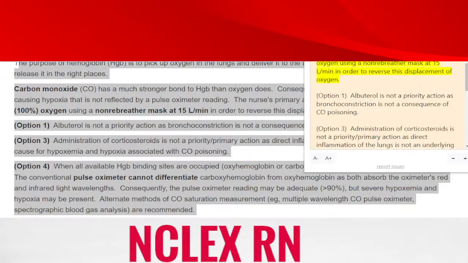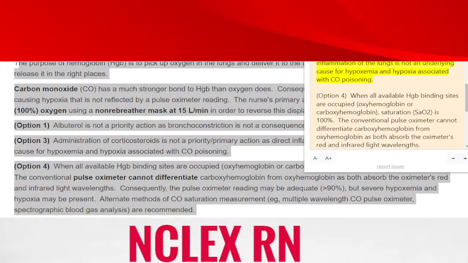The nurse's primary action is to administer highly concentrated 100% oxygen using a non-rebreather mask at 15 L per minute in order to reverse this displacement of oxygen. Option 1. Albuterol is not a priority action as bronchoconstriction is not a consequence of CO poisoning. Option 3. Administration of corticosteroids is not a priority. Direct inflammation of the lungs is not an underlying cause for hypoxemia and hypoxia associated with CO poisoning.